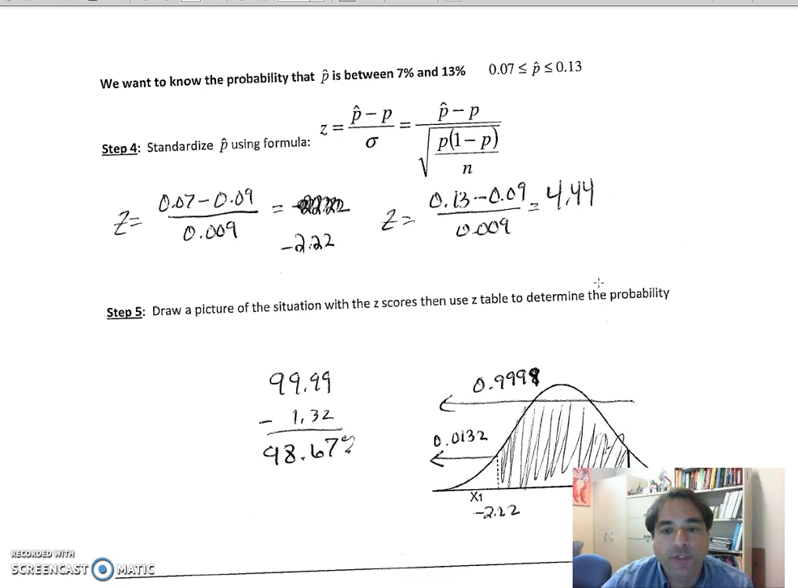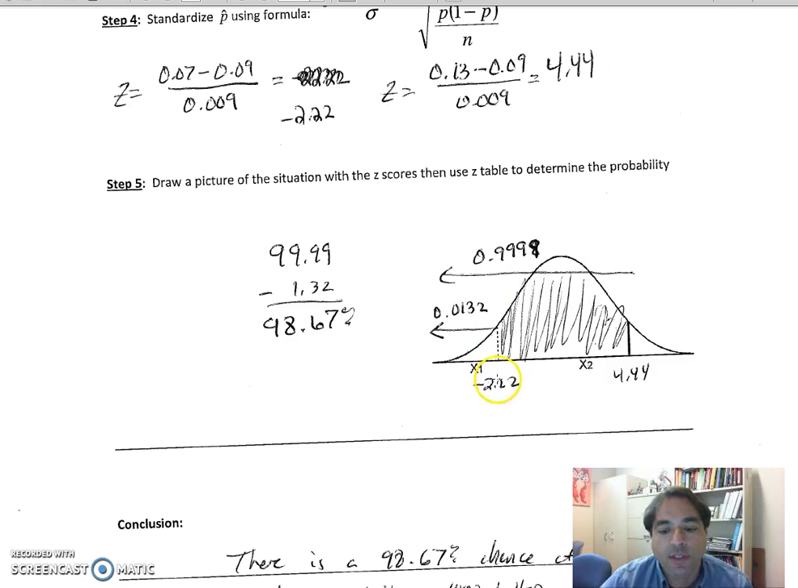Okay? When we do this in the table, negative 2.22 you can find is going to be 0.0132, and that's to the left. Remember, we're looking for the area in between. 4.44 is off the charts. Anytime it's off the charts, we can estimate it to be 0.9999. It could be 9999999 or 10 nines or 100 nines, depending on what the number is. But we'll say if it's off the chart, we'll just estimate it as 0.9999. And again, the table always tells us to the left.